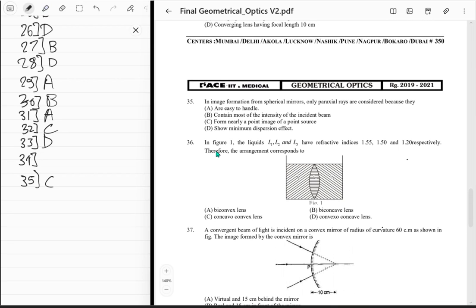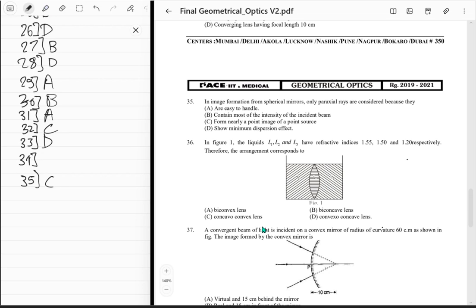Okay. In figure 1, the liquids L1, L2, L3 have refractive indices given. So therefore the arrangement corresponds to what? So where do we keep the object? Is it over here or over here? What's happening? These are all liquids, you say. So I don't get it. Where are we keeping the object? It will depend on where the object is, from which medium we are seeing the object.